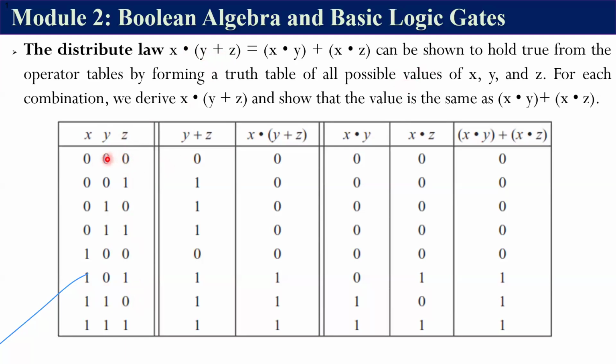Now, at this junction we have 0 OR 0. That will give us what? 0. Okay. Then the next one we have 0 OR 1 to give us 1. 1 OR 0 will give us 1. 1 OR 1 will give us 1. 0 OR 0 will give us 0. 0 OR 1 will give us 1. 1 OR 0 will give us 1. 1 OR 1 will give us what? 1. We are done with y plus z.